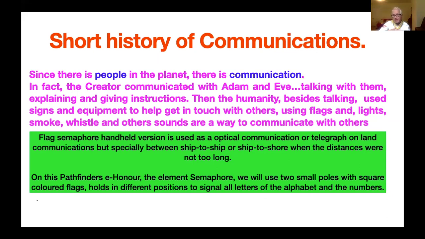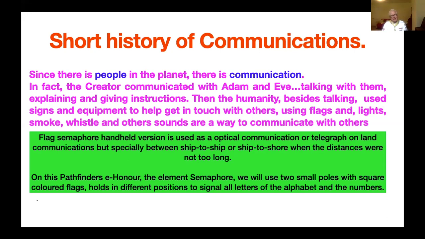Now we are communicating. I'm communicating with you. And since there are people, there is communication. And what is written there is the creator. When Adam and Eve were created, the creator, God, communicated with them, talking. But then humanity, mankind, developed other equipment to communicate. And we have many ways to communicate. Nowadays, we have the phone, we have emails, and we have Zoom.